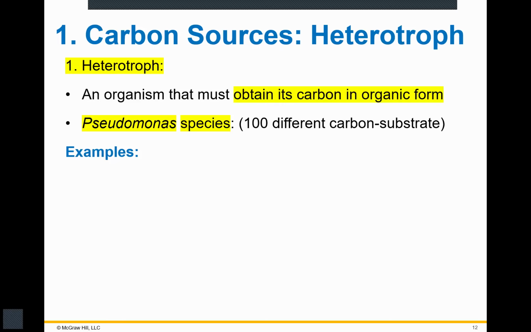Microbes can obtain carbon from an inorganic source or an organic source. Now, if an organism obtains carbon from an organic source, they are called heterotrophs. A typical example of a heterotroph is Pseudomonas aeruginosa, which thrives in the lung area. Various Pseudomonas species are heterotrophs. They can obtain carbon from 100 different carbon substrate sources.